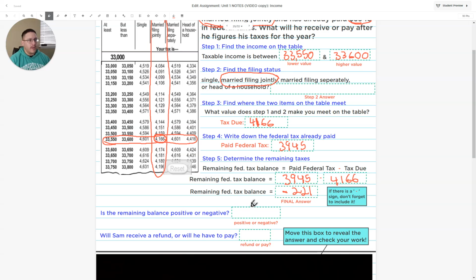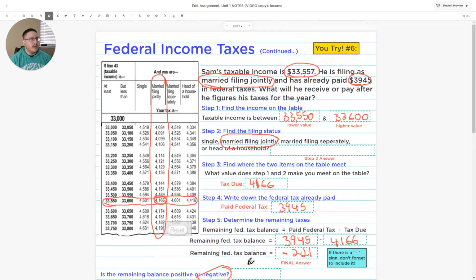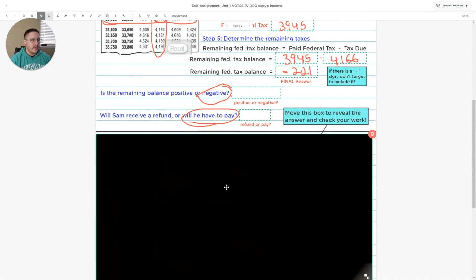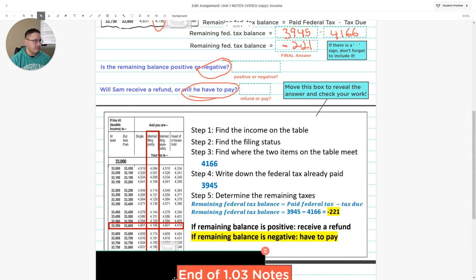So is the remaining balance positive or negative? It is negative, which means that I will have to pay some of that $221 to the government because I owe that money. The negative balance means I owe money in this scenario. Then we can move the box and check to see if we did this correctly, and yeah, that's it.